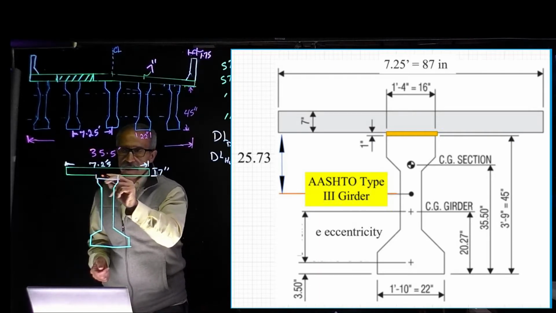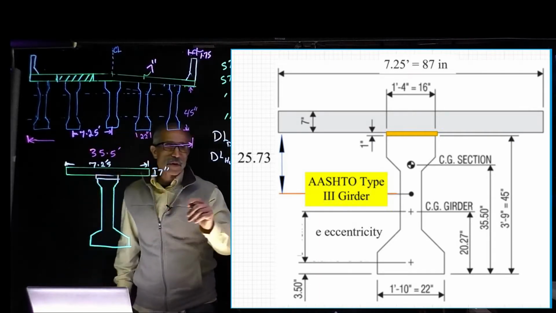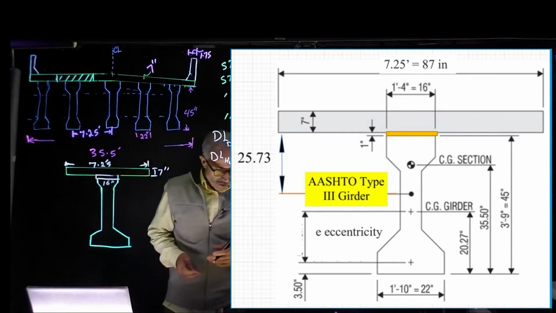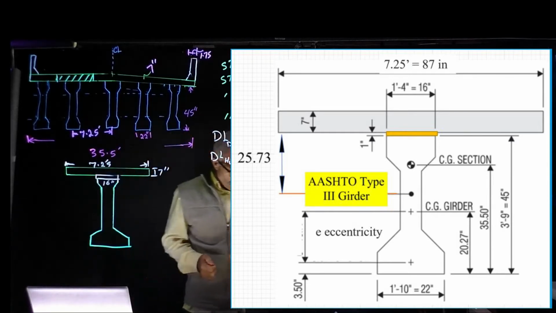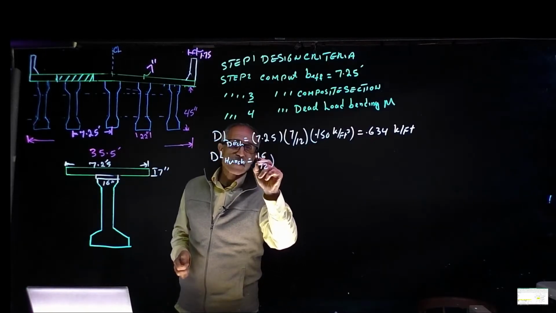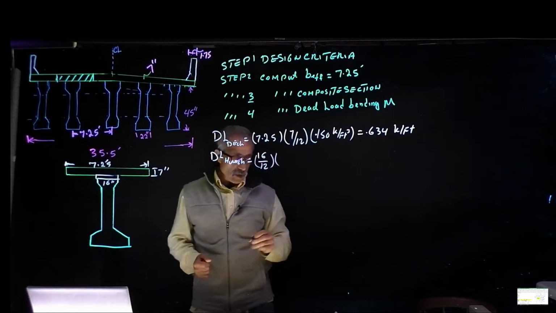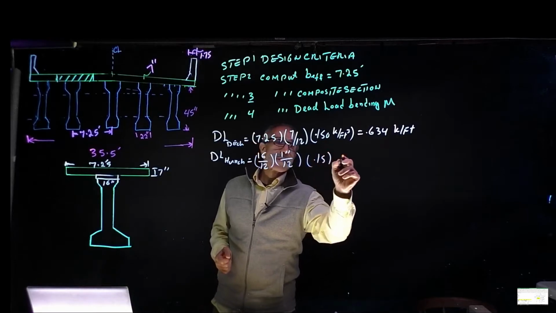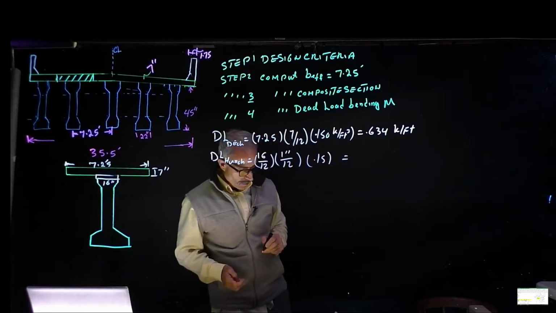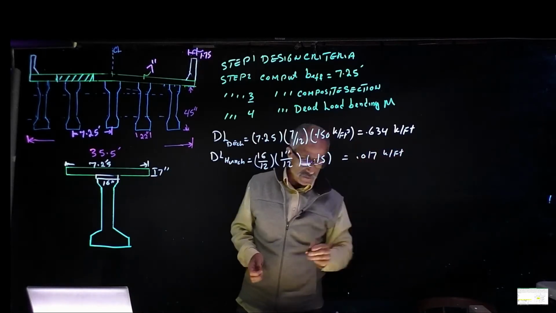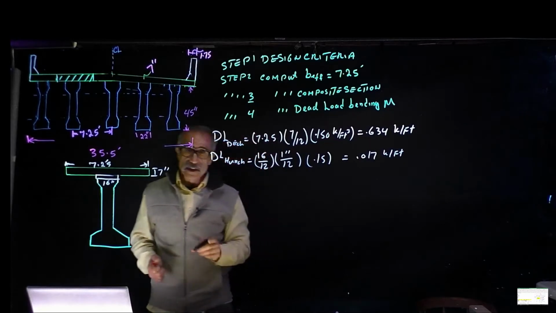And this is the hunch, say this is 1 inch. So that's going to be 1 inch. And this is basically right here, that's 16 inches, this width right here. And you can see that in the picture above too. So that's 16 inches. So I got 16 inches divided by 12 times 1 inch divided by 12, and then times 0.15 kip per cubic foot, and that comes out to 0.017 kip per foot.